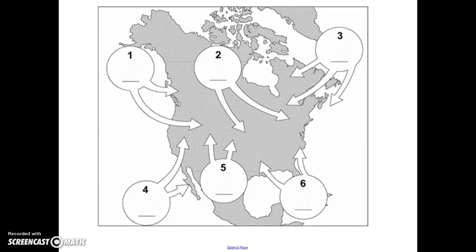So I would like you on your sheet to see if you can name these 6 air masses. Use the 2-letter symbol. Make sure the first letter is lowercase and the second letter is capital. Pause the video and then come back after you've done it.